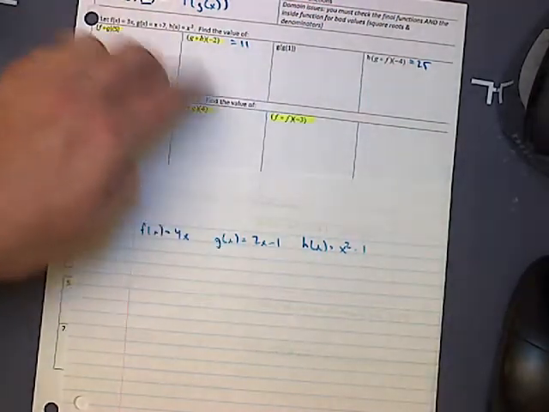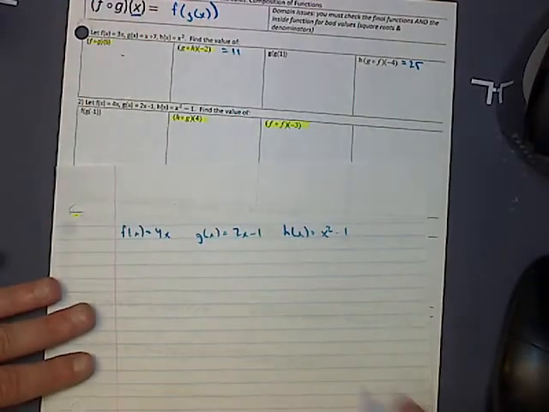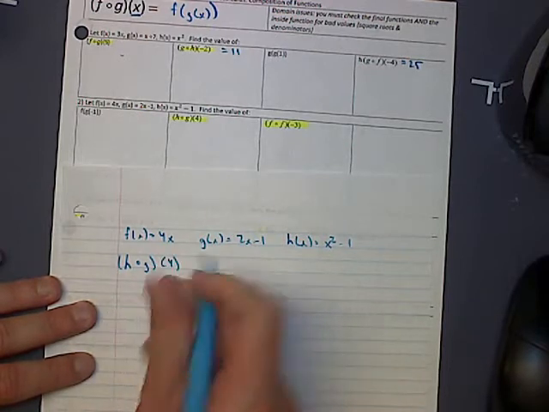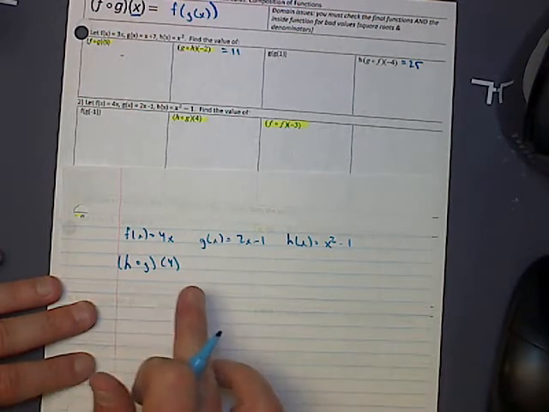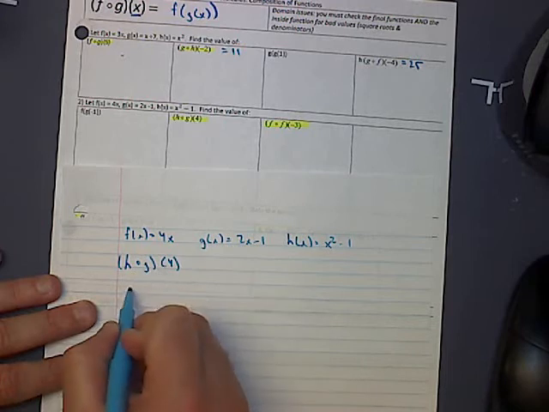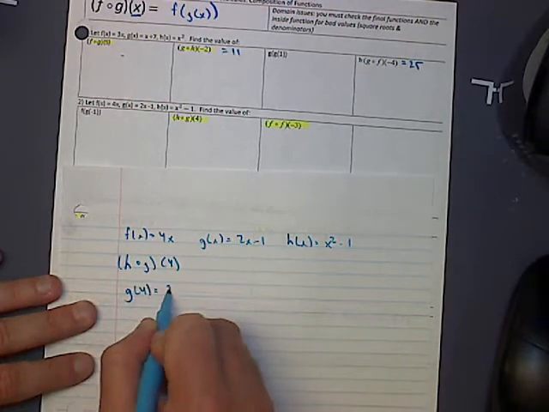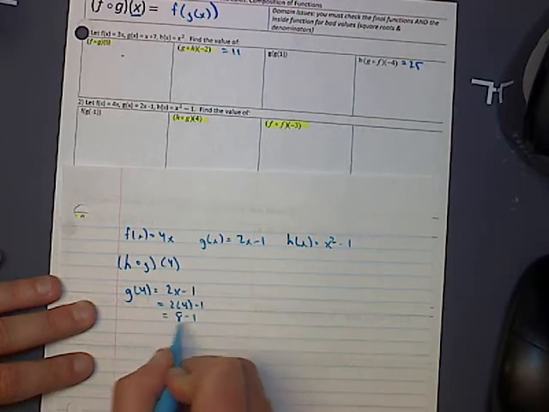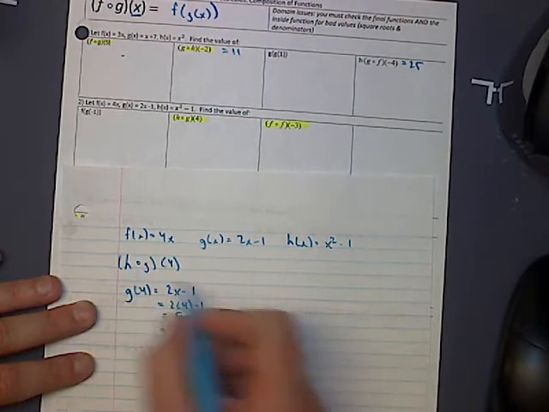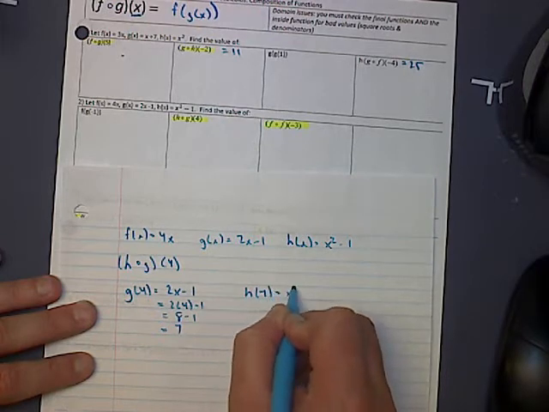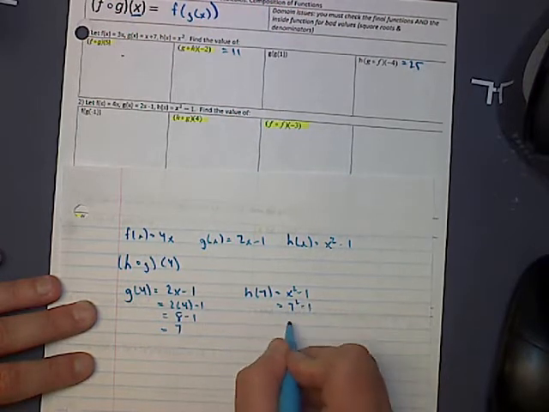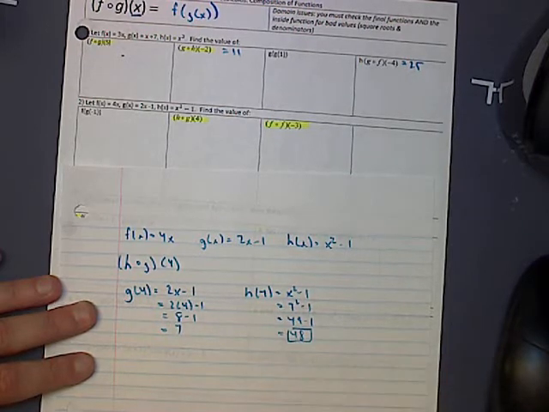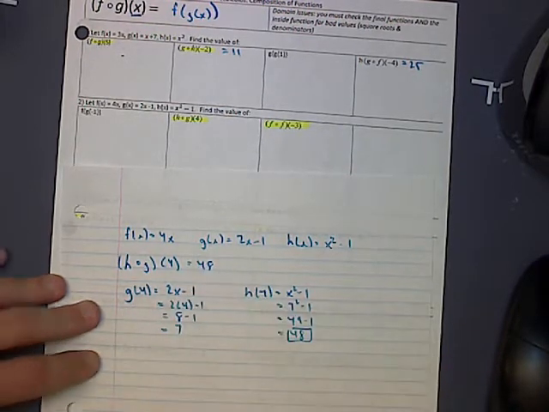And we're just going to do these two because these are very similar to the ones we just did. H of g of 4. Make sure you know how to correctly read that. H of g of 4. 4 is next to g, so I'm going to plug that in first. G of 4 equals 2x minus 1. And I get 7. Now I'm going to do h of 7. And I get 48 as my answer. So this entire thing is equal to 48.